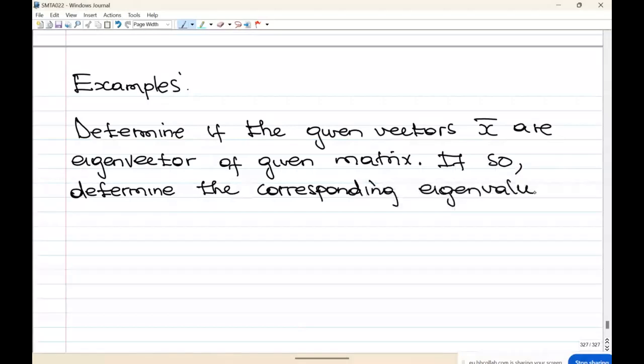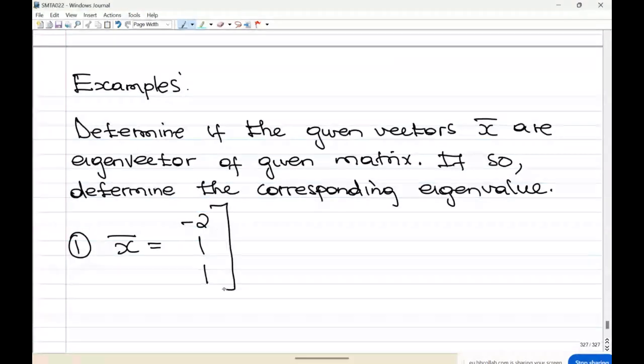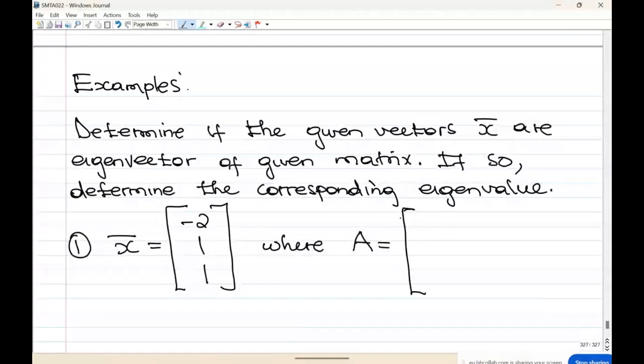Eigenvalue. Number one: if we have this x bar equal to -2, 1, 1, where your matrix A is equal to 0, 0, -2, then 1, 2, 1, then 1, 0, 3.